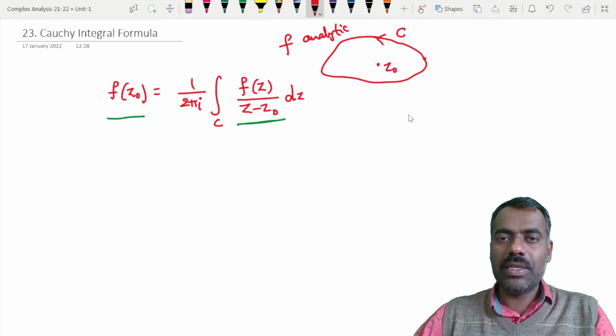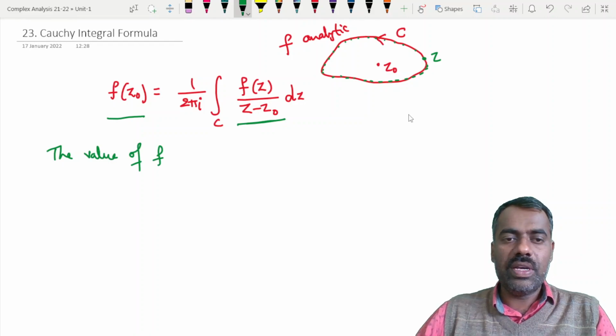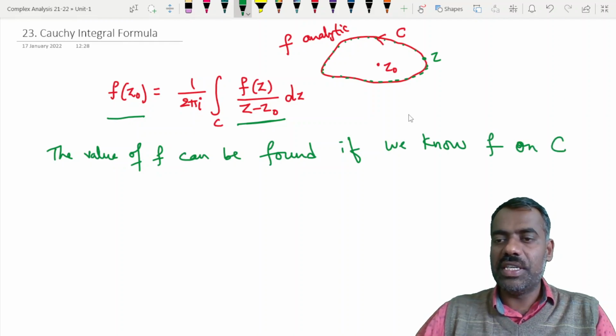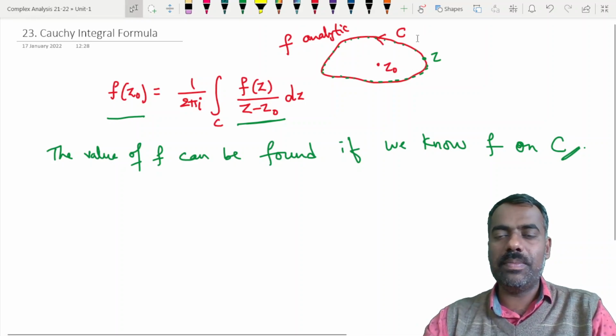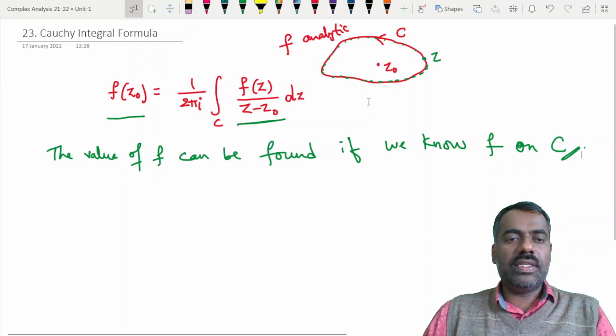Where z is a point on C. You are taking the point z on this C. That means the value of f at z naught can be found if we know the value of f of z on C. So if you know the value of f on this given simple closed contour, then we know the value of f everywhere inside this C. This is one way we can understand it.